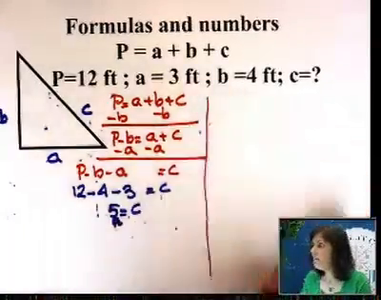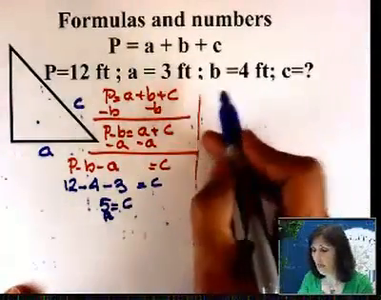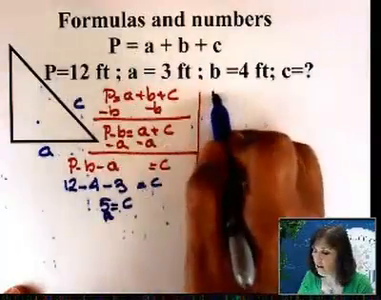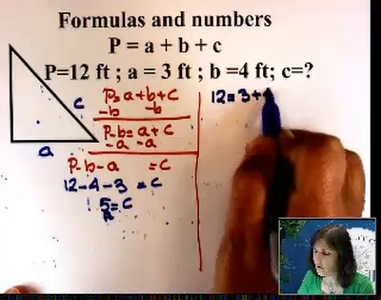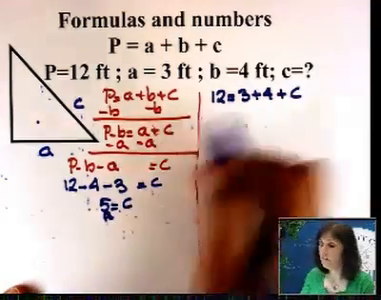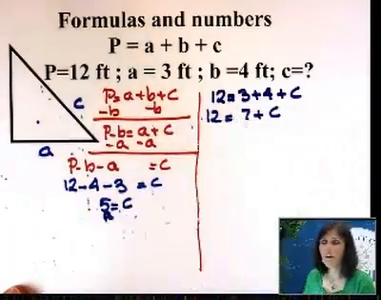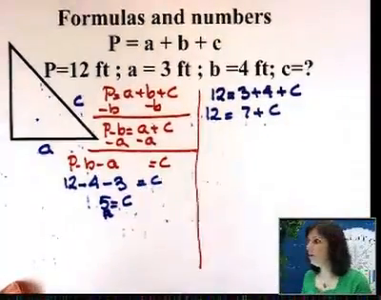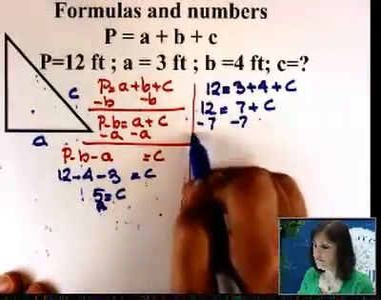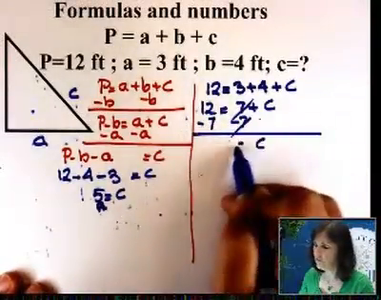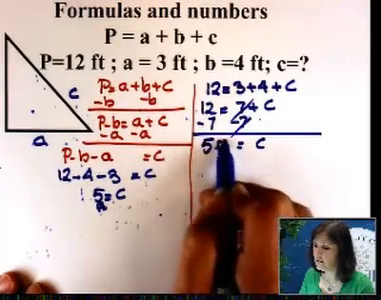The second way is plug in the numbers first, and then solve for your letter. That's another way. I don't know which one you like. Instead of P, you put 12. A is 3, and B is 4. Guess what? If you do it that way, you have 4 plus 3 is 7. Now, I just combine the like terms on one side. Then I need to get rid of the 7. C equals 12 minus 7. That's 5. What? Feet. Okay?